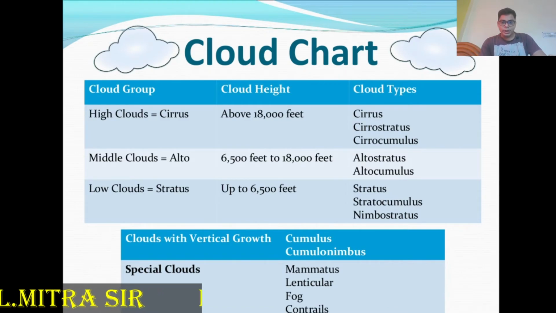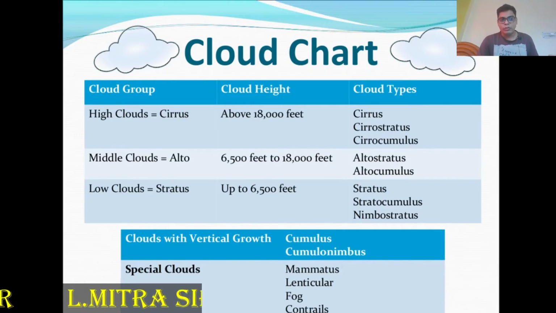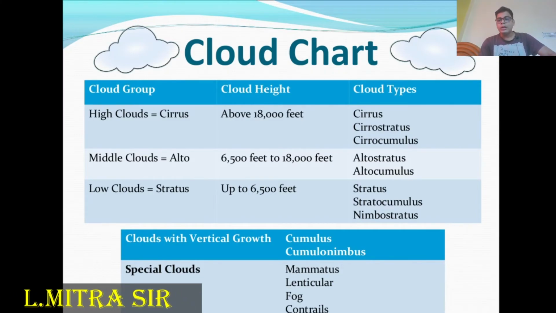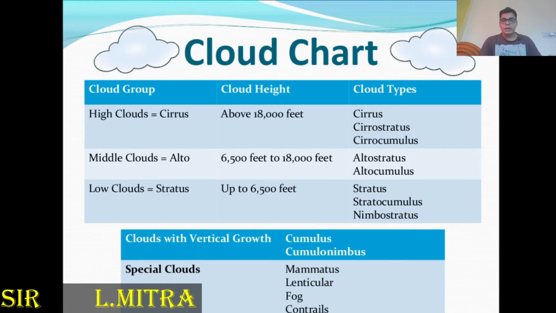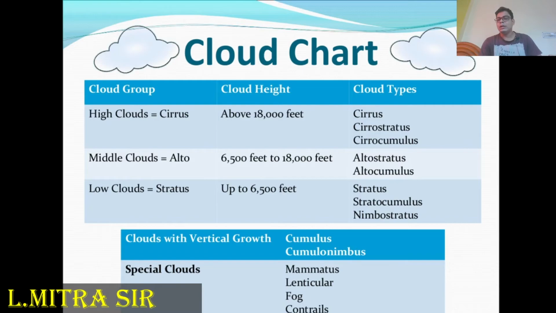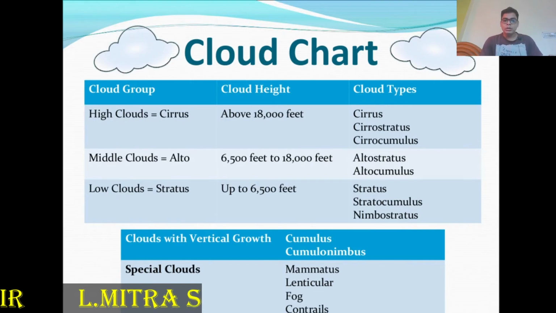Some clouds grow vertically, the cumulus and cumulonimbus types. The cumulonimbus is a type of cloud due to which rainfall and thunderstorms, all these phenomena, occur in that area.